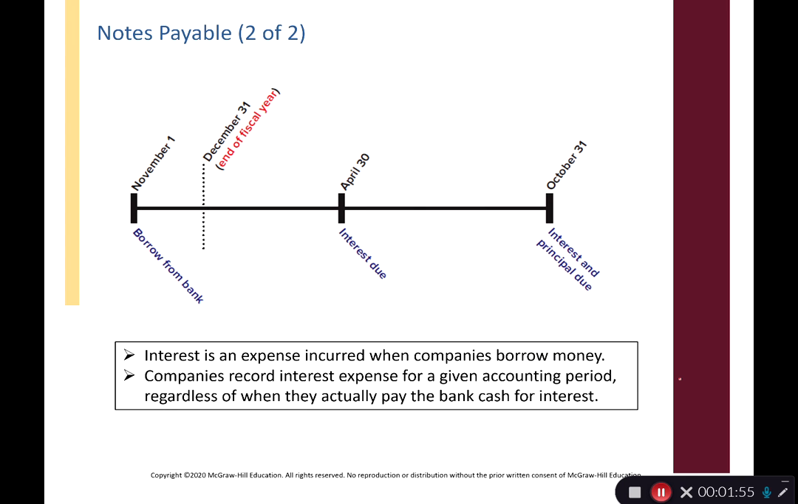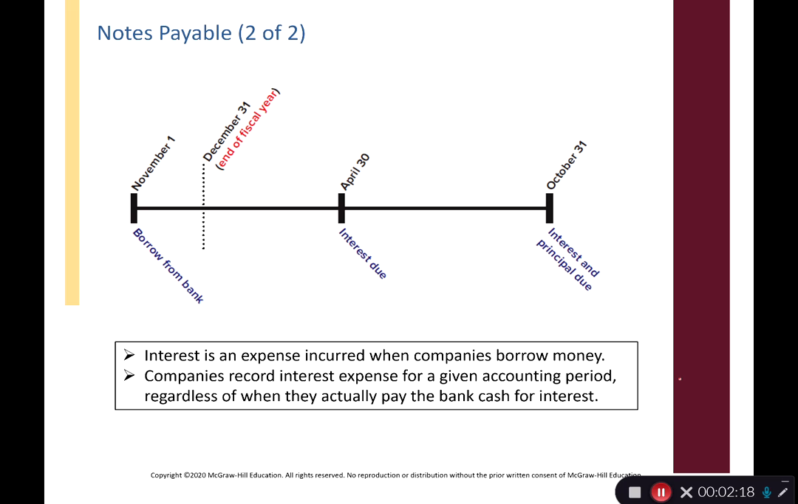So here's an example of a note payable. We borrow the money on November 1. December 31 is the end of the fiscal year. And then we have to pay interest. It looks like on April 30th, and then the interest and principal is due on October 31st.